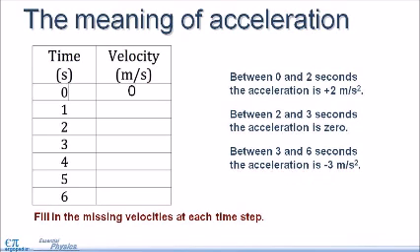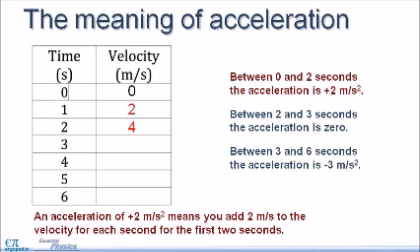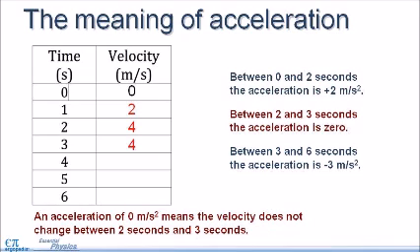Fill in the missing velocities at each time step. Between 0 and 2 seconds, the acceleration is plus 2 meters per second squared. An acceleration of plus 2 meters per second squared means you add 2 meters per second to this velocity for each second for the first 2 seconds.